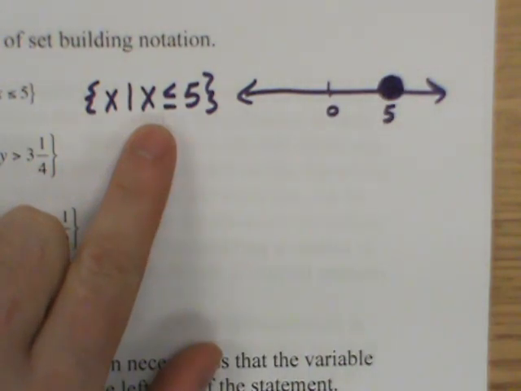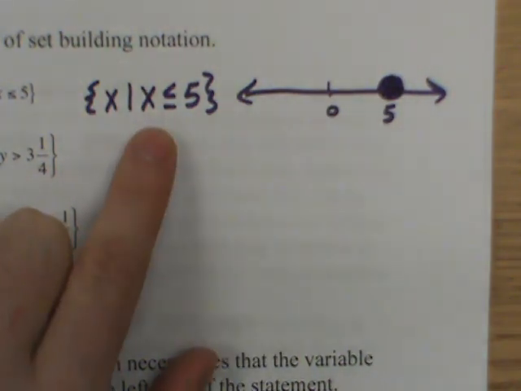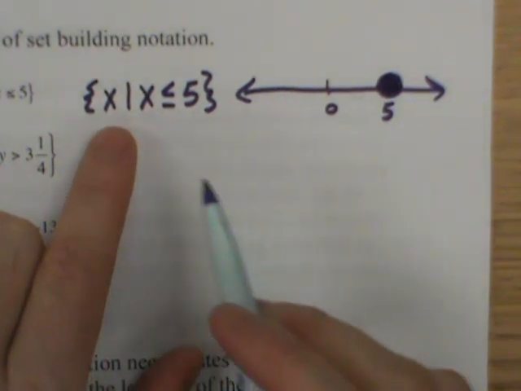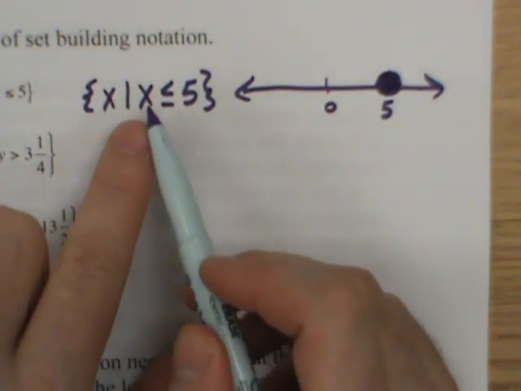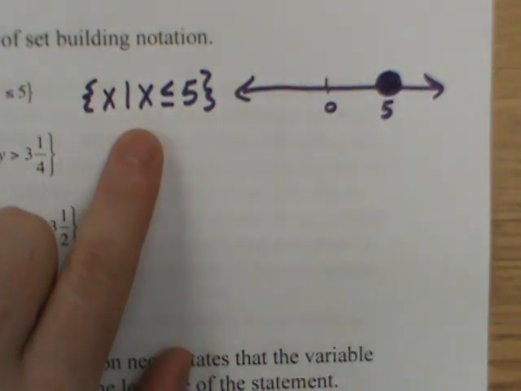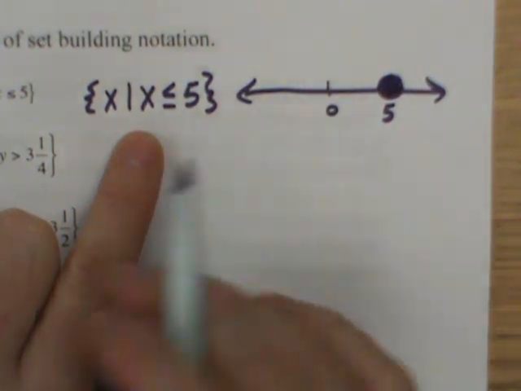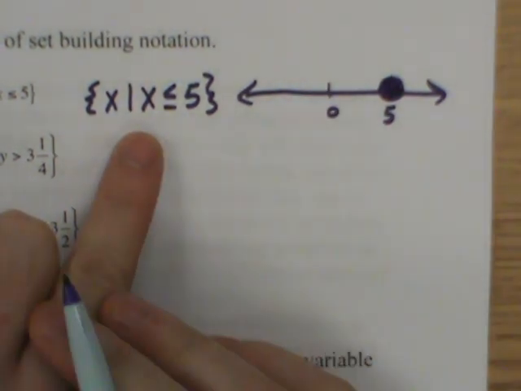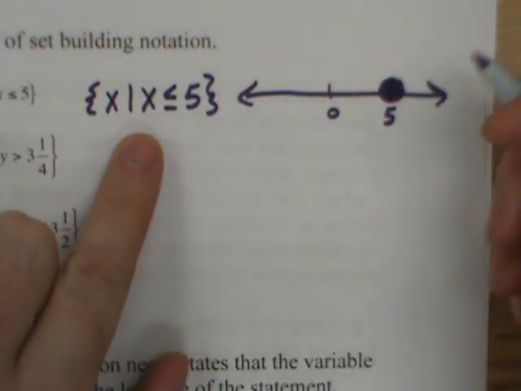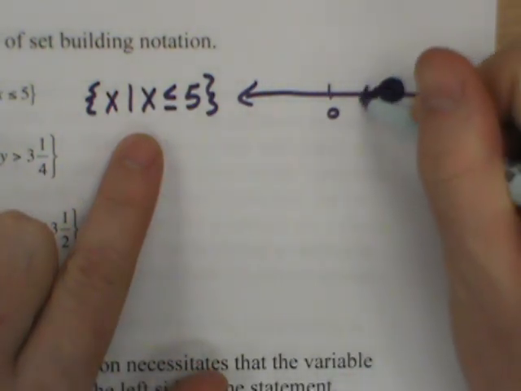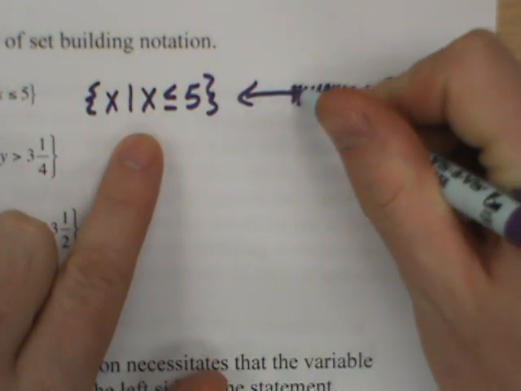That means I can have that value. And then because of the way that we write the set building notation, the variable always has to be on the left hand side. The reason we do this is it tells you what direction to shade in. In this case it's saying shade to the left, so I shade to the left.